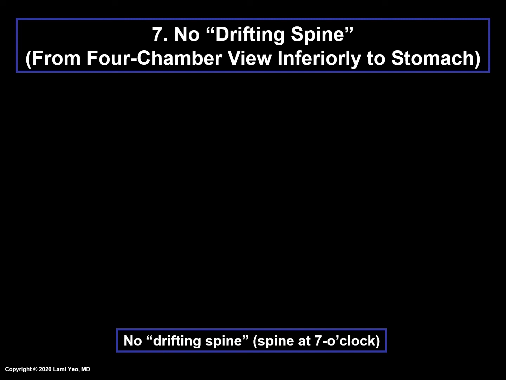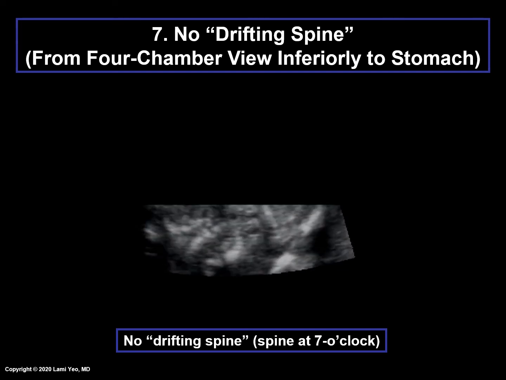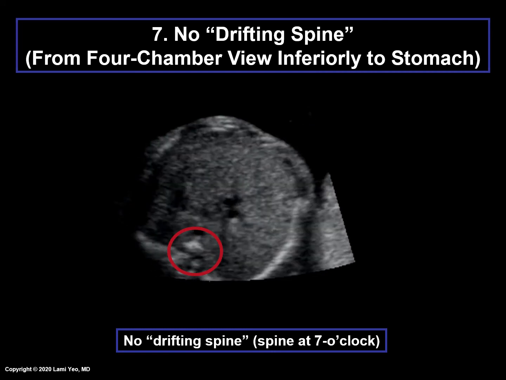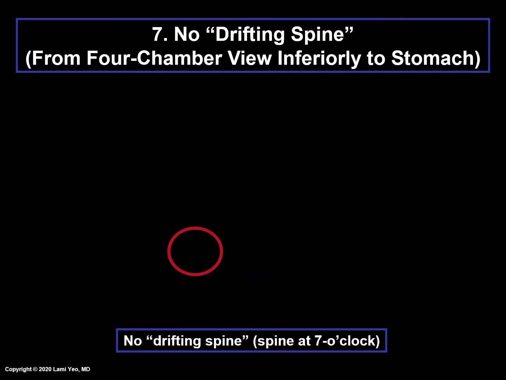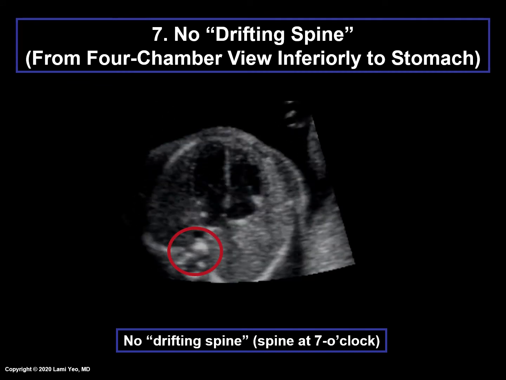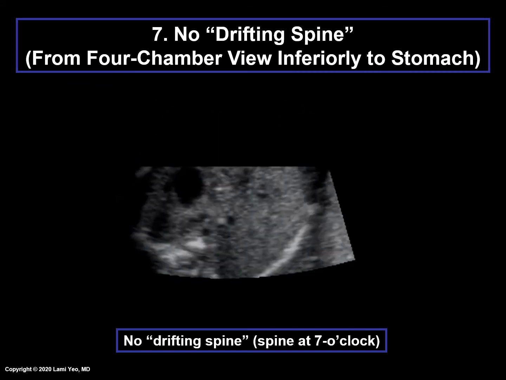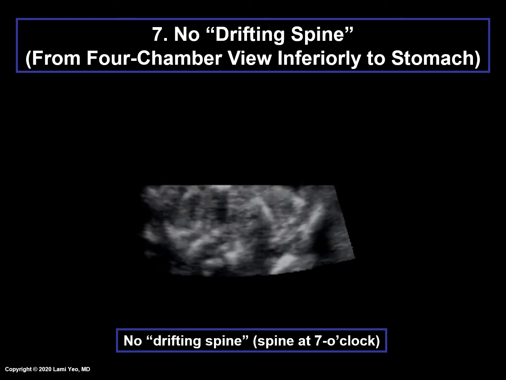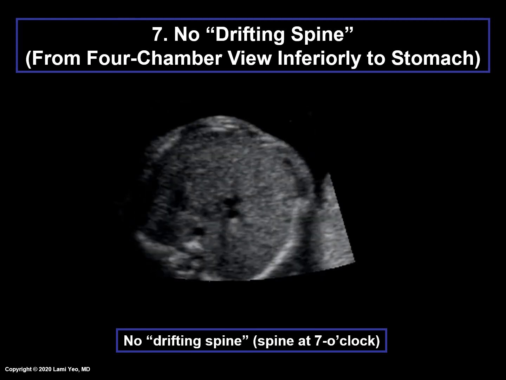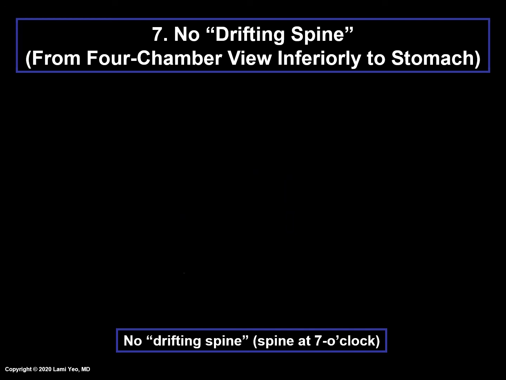This is another STIC loop in which the fetal spine is at 7 o'clock. Again, notice that the spinal ossification centers as a group are visible in each serial transverse plane of the STIC loop and are located in the same area on the screen. Therefore, there is no drifting spine from the four-chamber view down to the stomach.